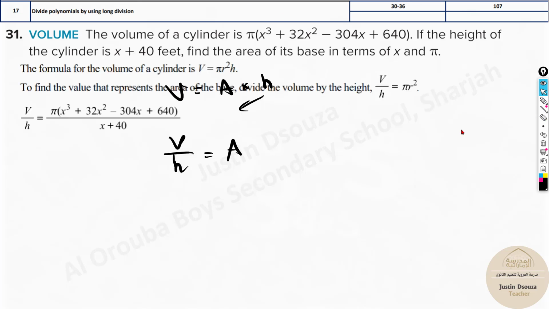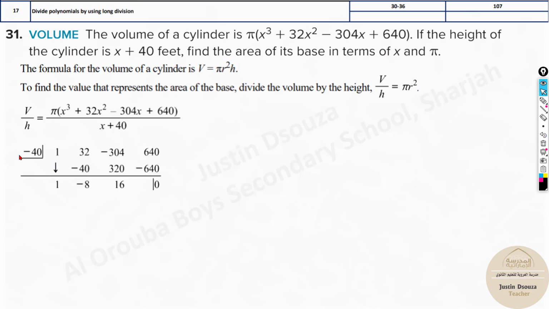Just now we have done the same concept. You can see this entire term divided by this term. What would happen now? They have again used synthetic division. So I'll just tell you how synthetic division is done. First thing, this term is there, right? X plus 40, make it equal to 0. What is x equal to? Minus 40. This is the first thing you have to do. That is the divisor here, minus 40.